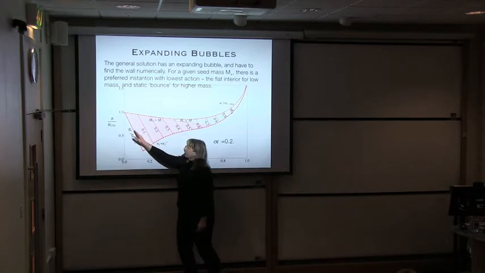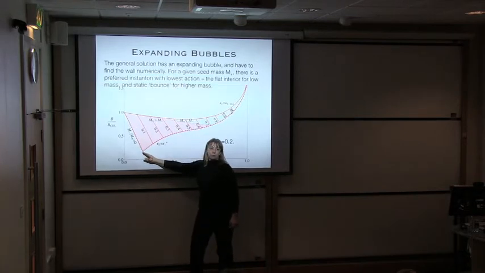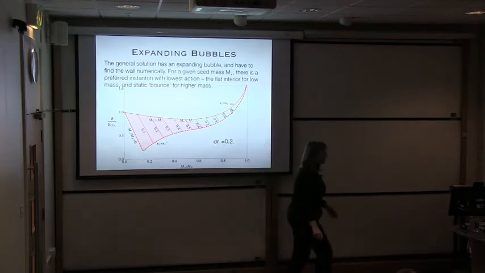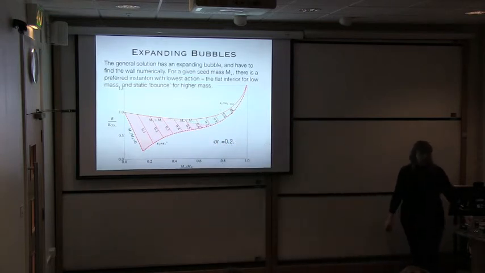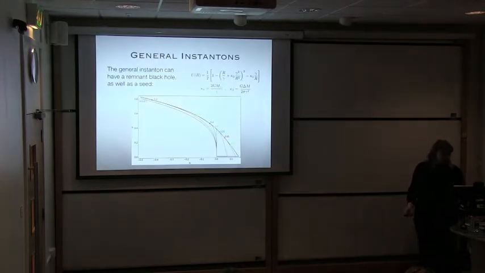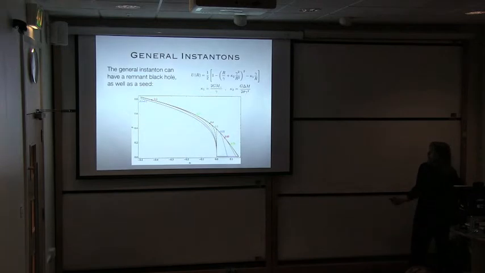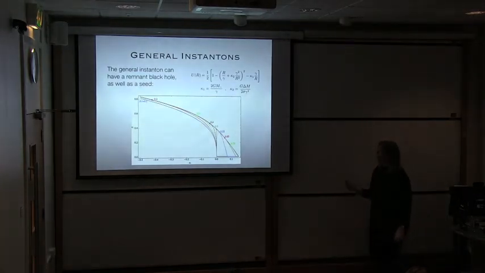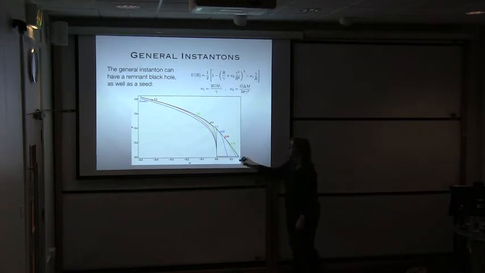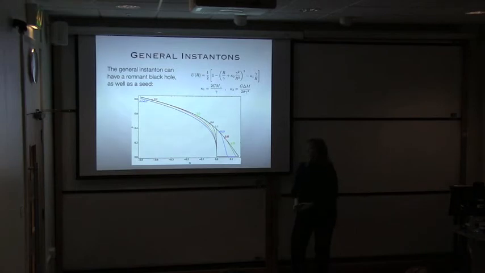So either you get rid of the black hole with a dynamical bubble, or you've got the static bubble and there's a remnant. So that's what that picture says. And so that's really saying everything I've just said. So a general instanton is going to have remnant black holes, seed black holes, and here I'm just giving an idea of parameter space, which changes according to the tension of the wall.